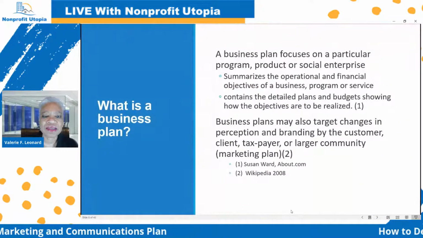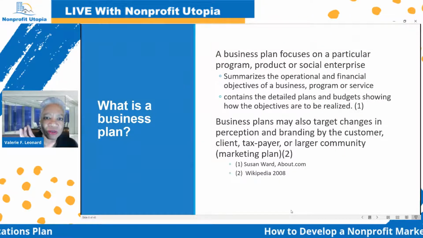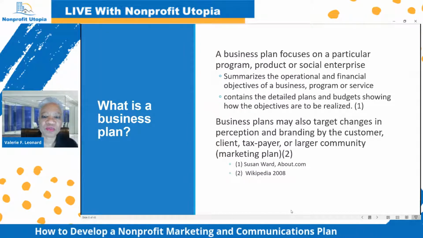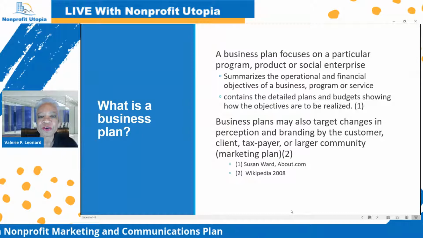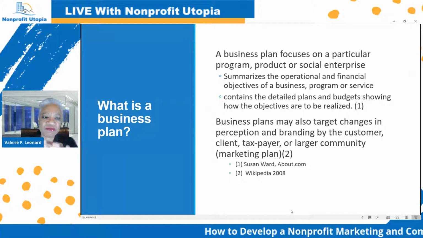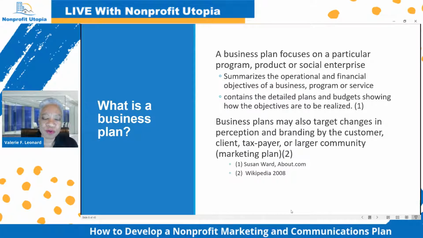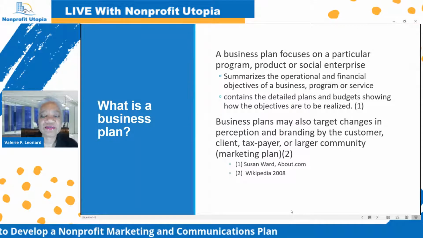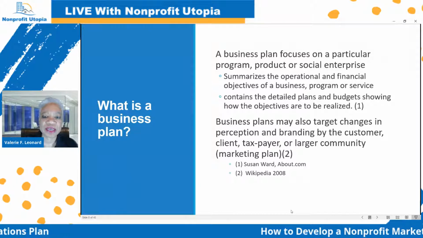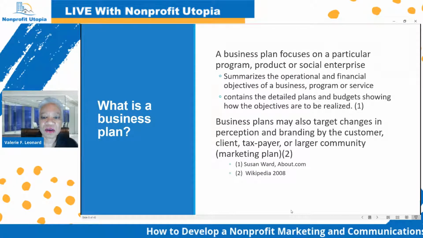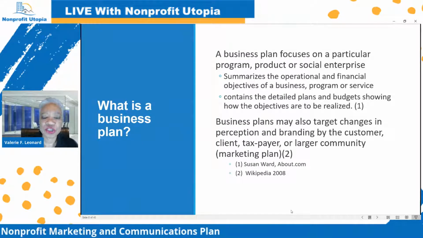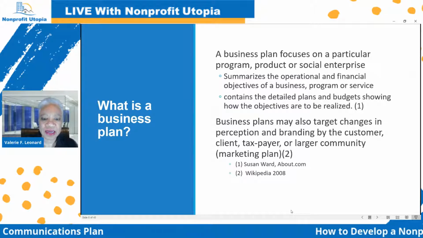Alrighty, so when we talk about a business plan, we're drilling down to a more specific level. We're actually looking at the programs and services or products or a social enterprise. So after the organization has taken stock of what's going on in the environment, after they have developed strategies, then they go down to programs, and the next level is developing your marketing plan. So that is looking at the operational and financial objectives of your business, of your program or your service. And it also contains the detailed plans and budgets showing how the objectives are to be realized.